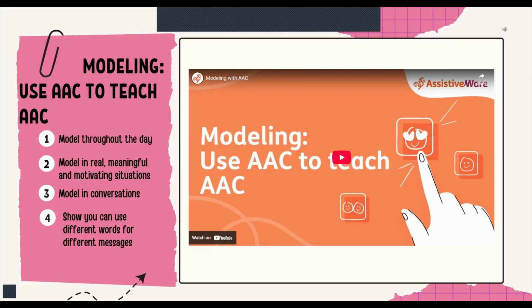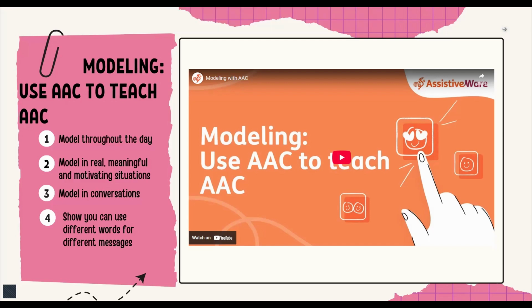I'm going to watch a video. This video is called Modeling: Use AAC to Teach AAC. We are going to learn 4 things from this video. Modeling throughout the day. Model in real, meaningful, and motivating situations. Model in conversation. And show you can use different words for different messages.